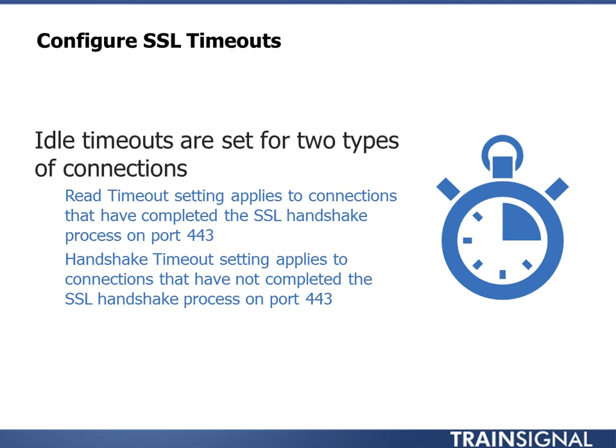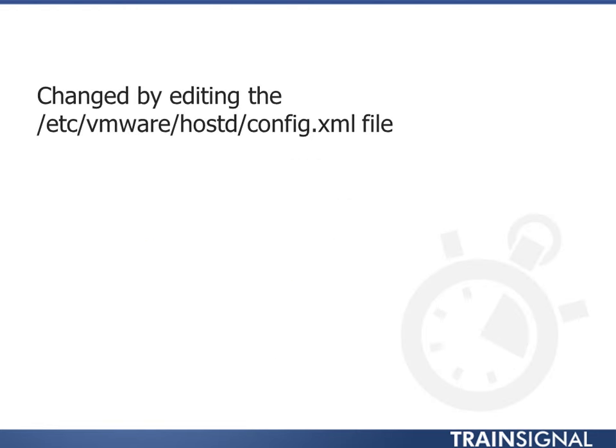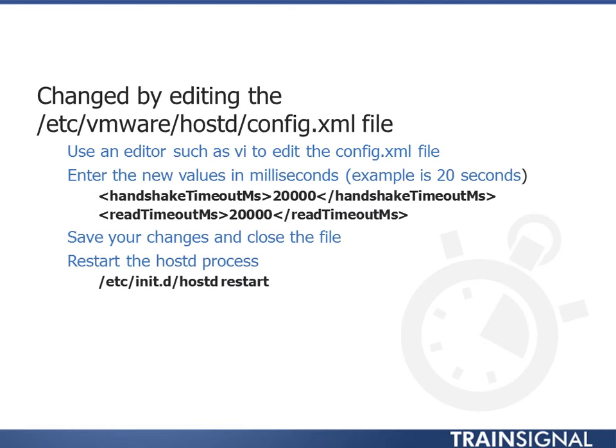Read timeout is for a completed handshake. Handshake timeout is for one that is currently undergoing the process. You change these by editing the ESXi /etc/vmware/hostd/config.xml file. Use an editor such as vi, edit the file, and add these lines. Then you change it, save your changes, close the file, and restart the hostd process.